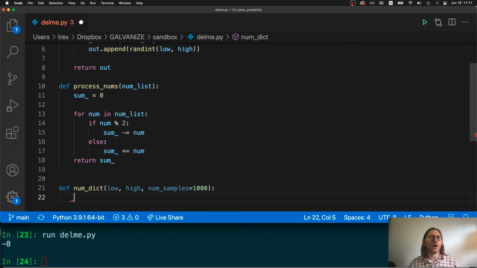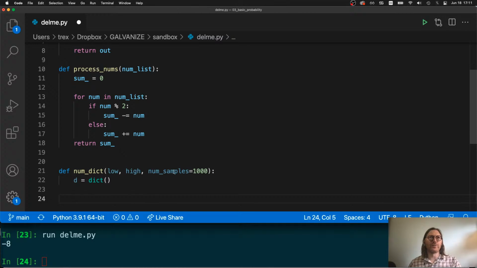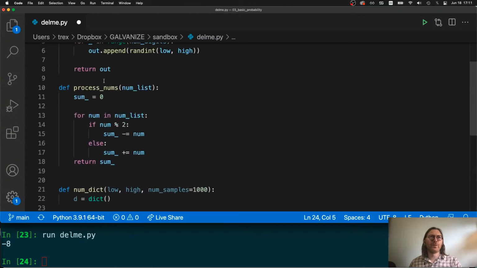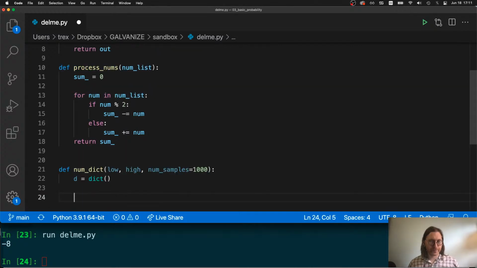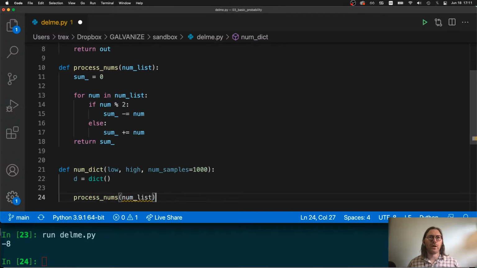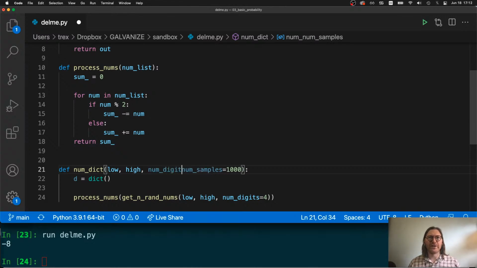All right. So we're going to define a dictionary, and maybe I'll give a little more space here. We're going to call out to process nums. Probably should have just copy and pasted that thing I had before, but that's okay. Process nums on this get n random nums. We've got low and high. We need number of digits, and we'll just do 4 by default.